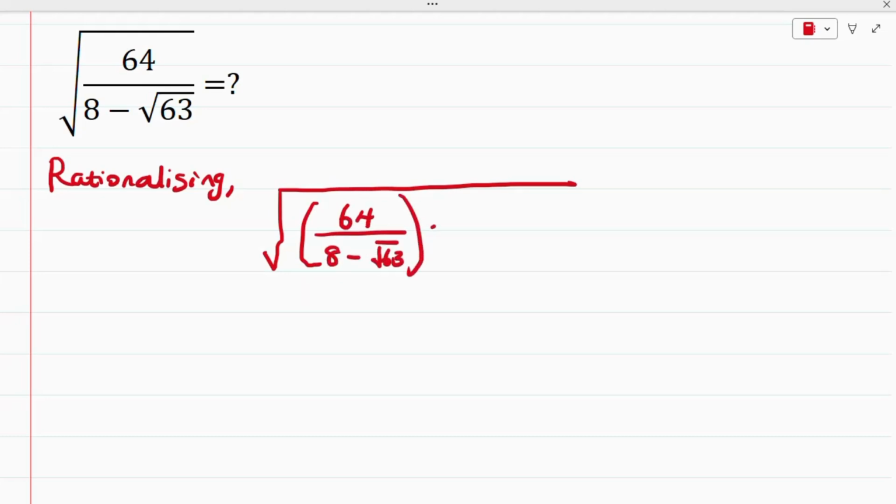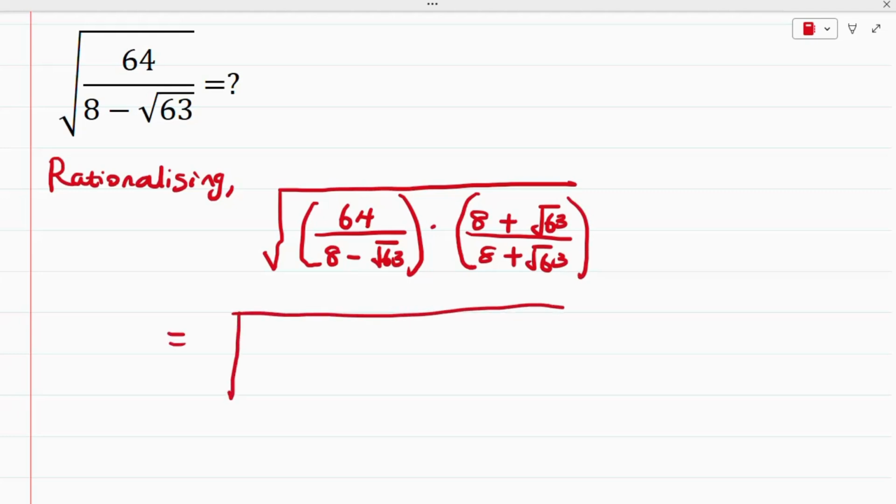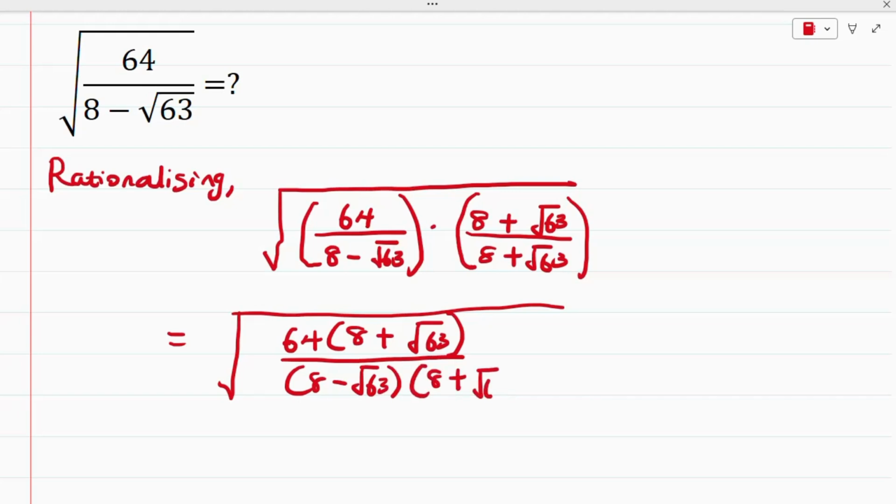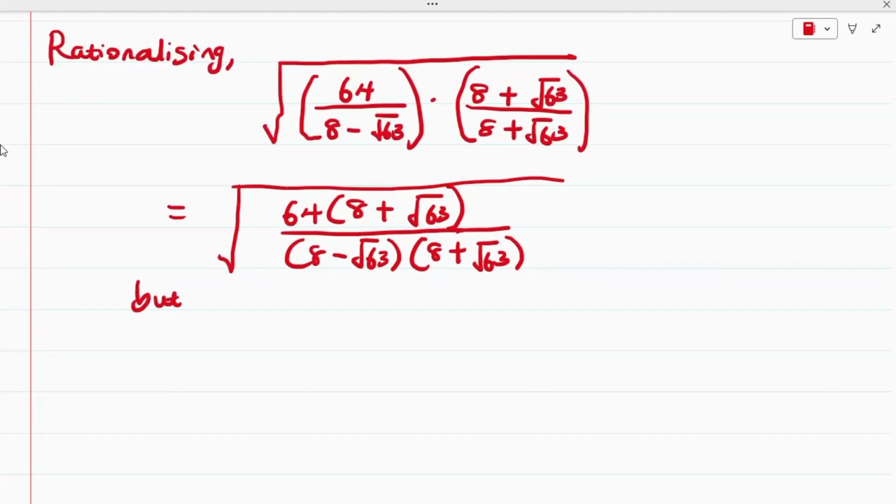So rationalizing, all we have to do is to take the conjugate of the denominator, and taking the conjugate of the denominator, we have this to be 8 plus the square root of 63 divided by 8 plus the square root of what? 63. Alright, so we have this to be equal to the square root of 64 multiplied by 8 plus the square root of 63 divided by 8 minus the square root of 63 multiplied by 8 plus the square root of what? 63. But if we have a minus b multiplied by a plus b, this is equal to a squared minus b squared. So we are applying this identity to the denominator.